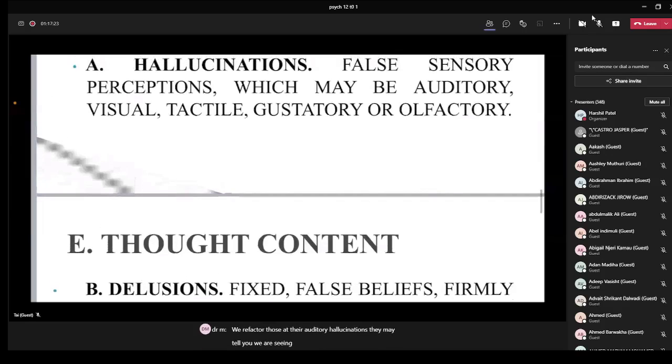They may tell you they are seeing things. We refer to that as visual hallucinations. They may complain of being touched on their skin, tactile hallucinations. They may complain that they are tasting something, although they have not put anything in their mouth, but they are still tasting. We refer to that as gustatory hallucinations. And sometimes they may smell things that are not there, olfactory hallucinations.